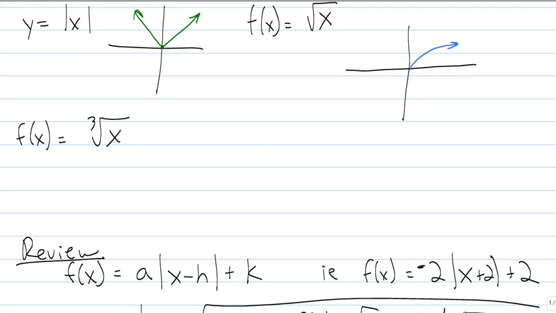Now, for cube root of x, though, because you can take the cube root of both positive and negative values, there's way more to that graph. It looks more like this, like 2 halves of a parabola going left and right. So, those are the graphs that you guys should be familiar with. The cube root is new, kind of.